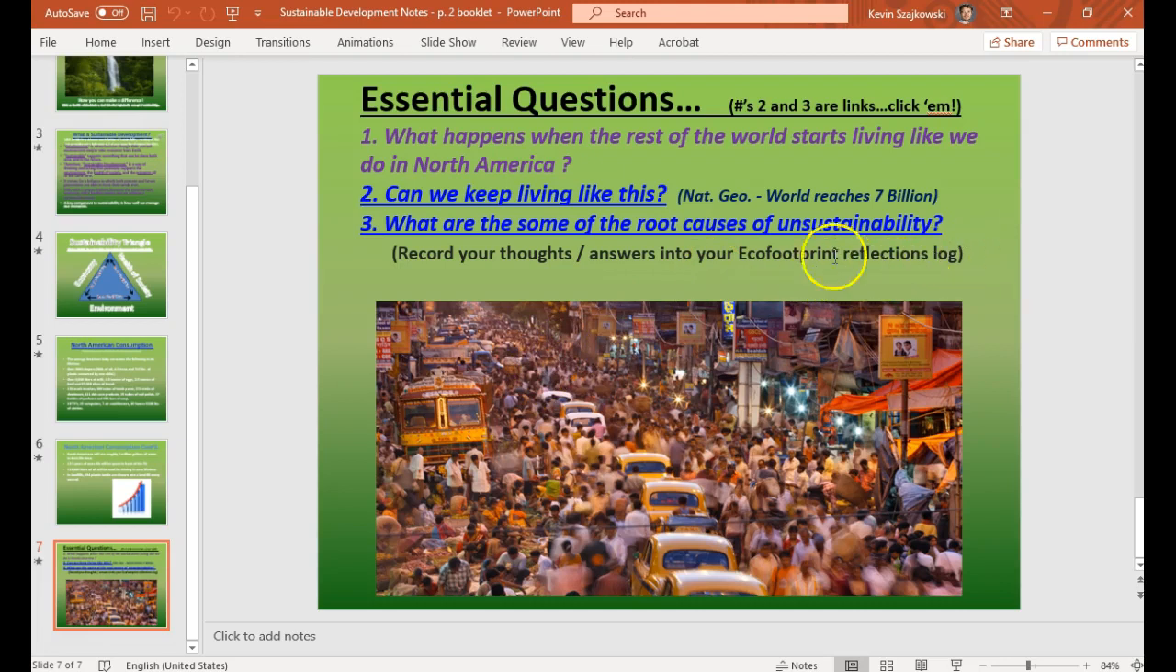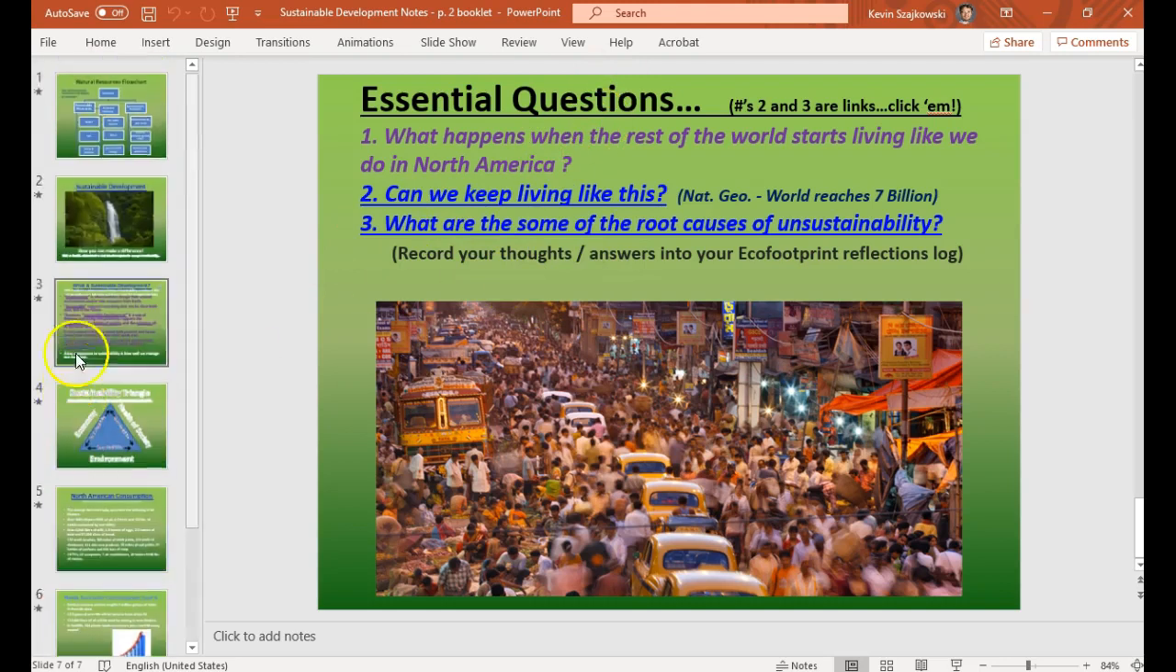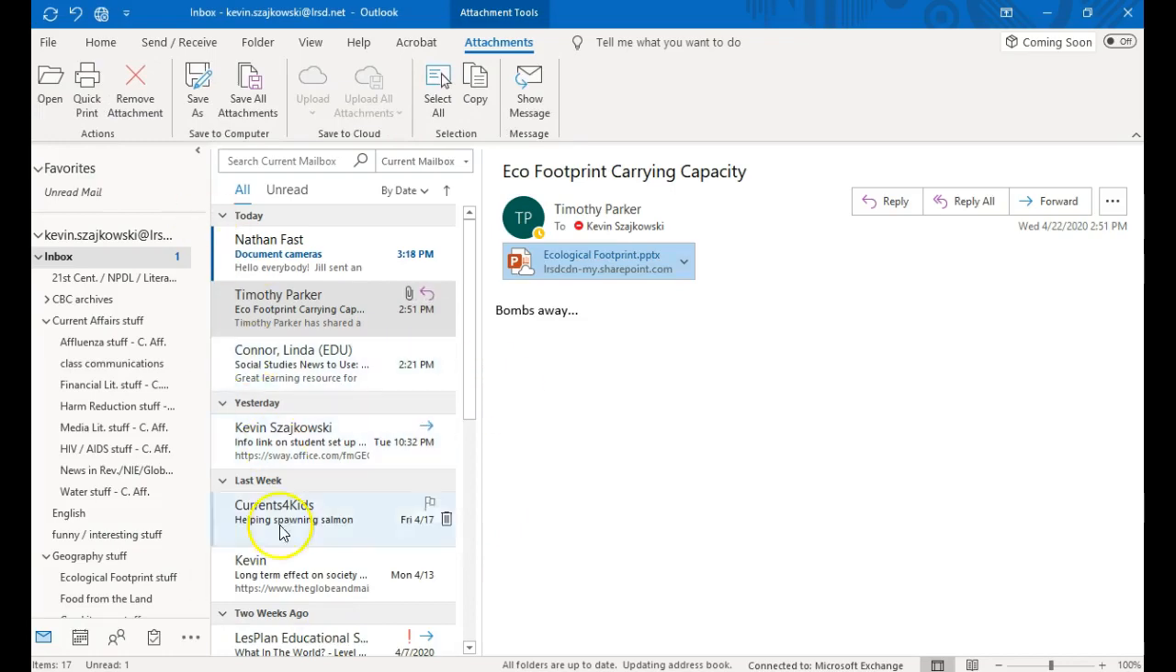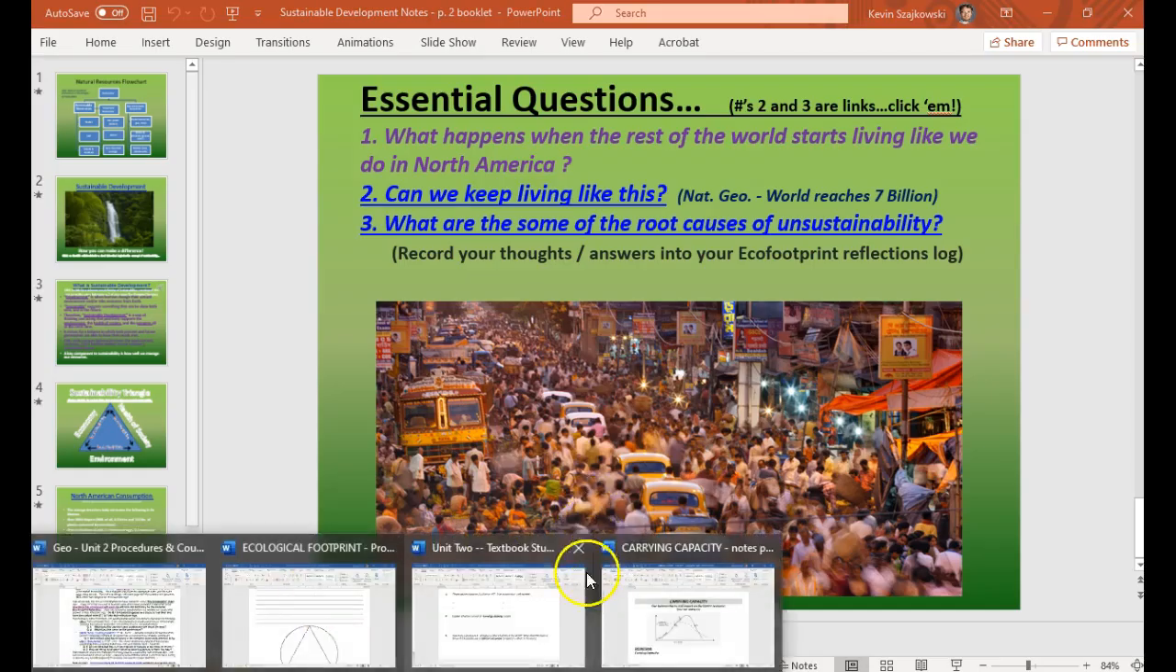So this Eco Footprint Reflections log is something you should now have 2 different entries in. Entry number 2 involves answering these 3 questions with a sentence or 2 at least. The more thoughtful you can be, the more you're showing me that you're engaging with these kinds of questions and thoughts that we're asking you to consider as we learn a little bit more about eco footprint and sustainability.